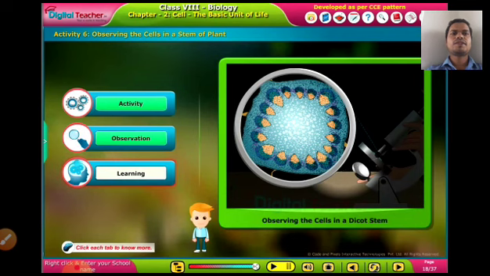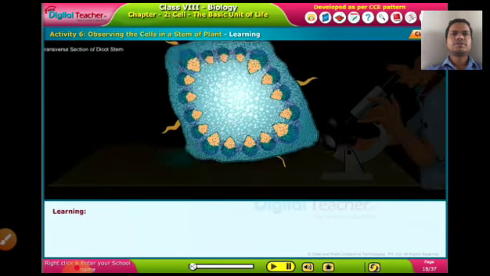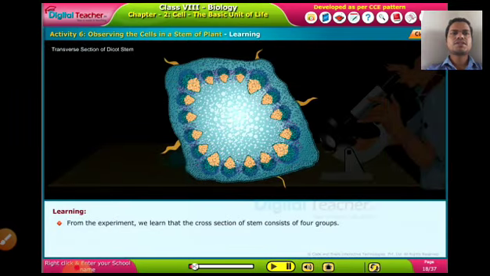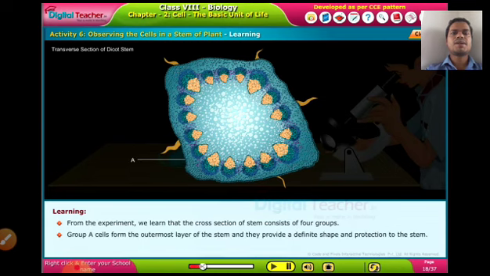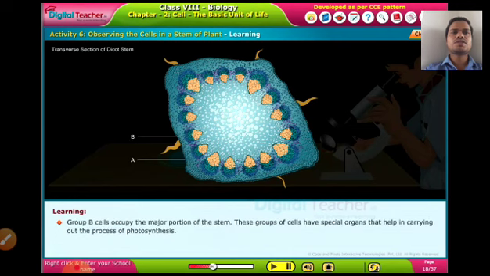Now what are we learning from this video or this activity? Now here, this is the transverse section of dicot stem. What is the meaning of dicot stem? Dicot stem is nothing but any plant which has two portions inside the seed. Now have you seen the groundnut? Groundnut has two portions in the seed. Tamarind seed also has two separate portions inside it. If any seed has two separate portions, then that is called dicot.